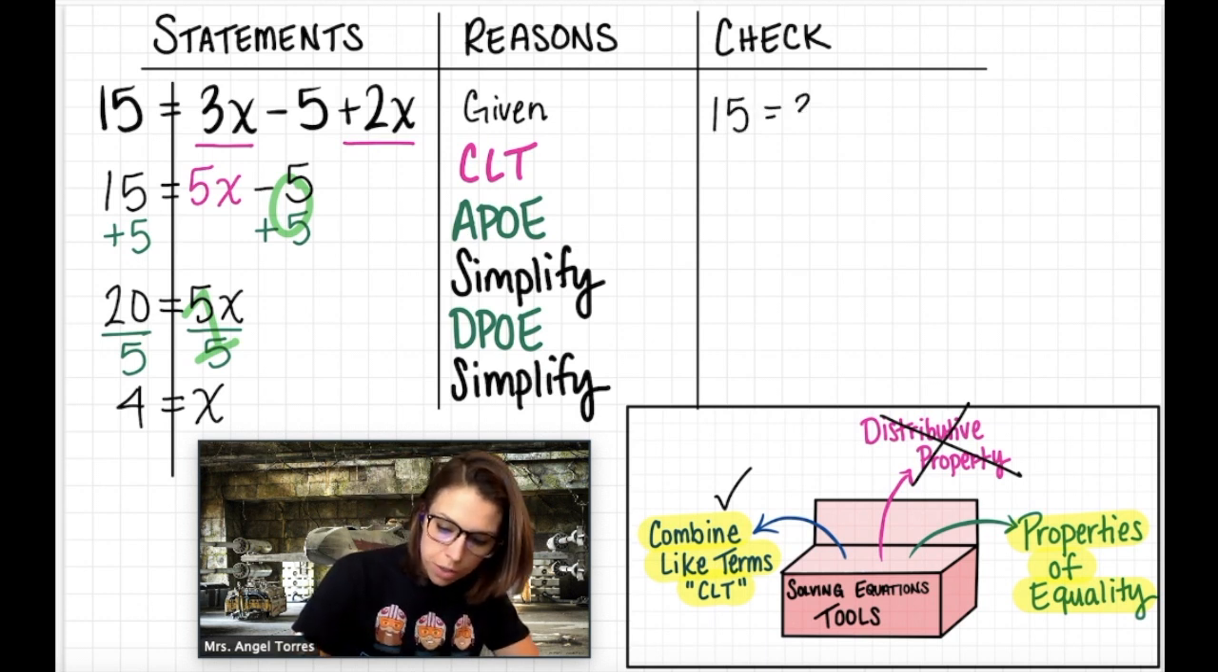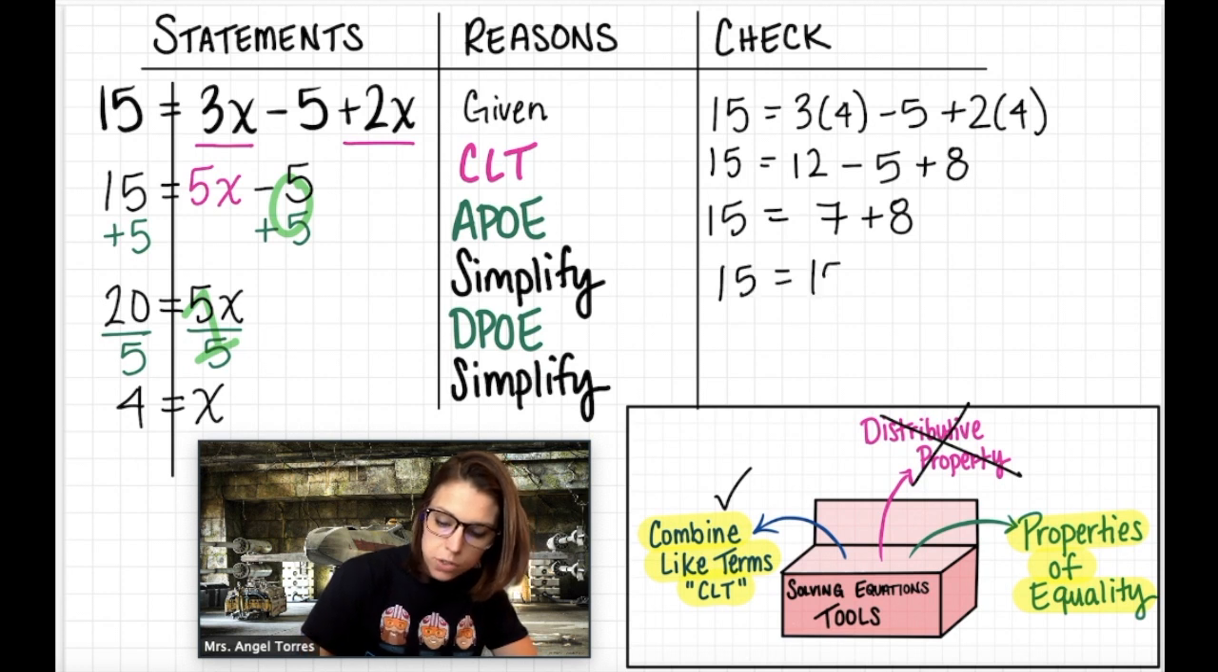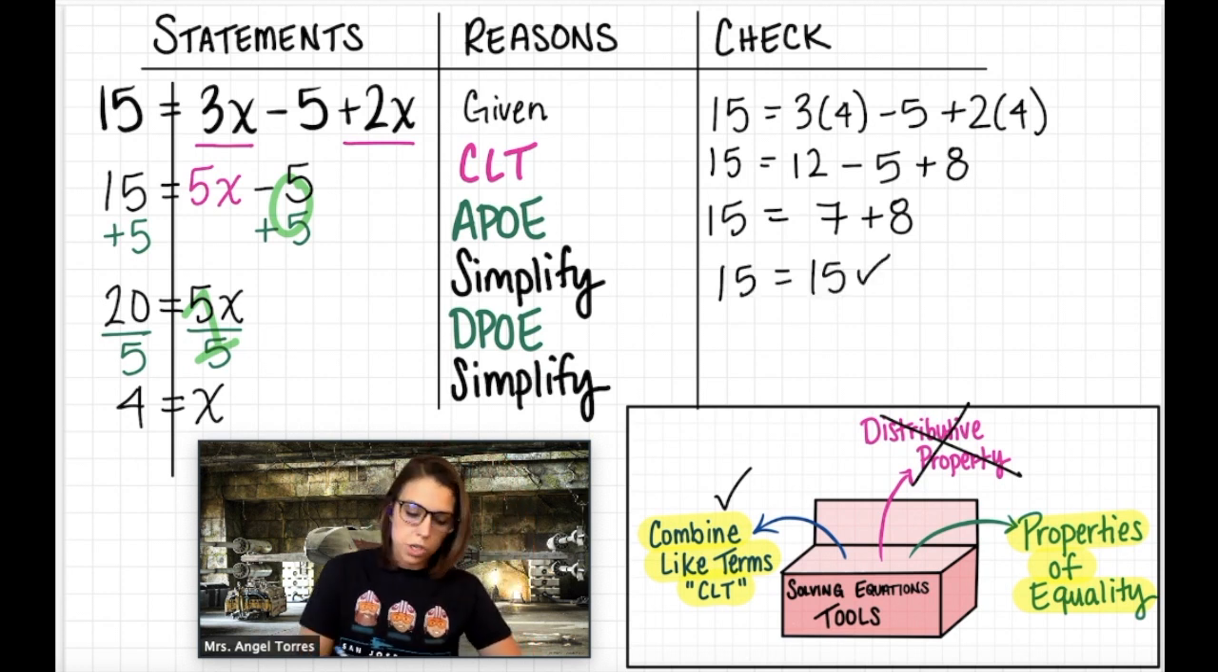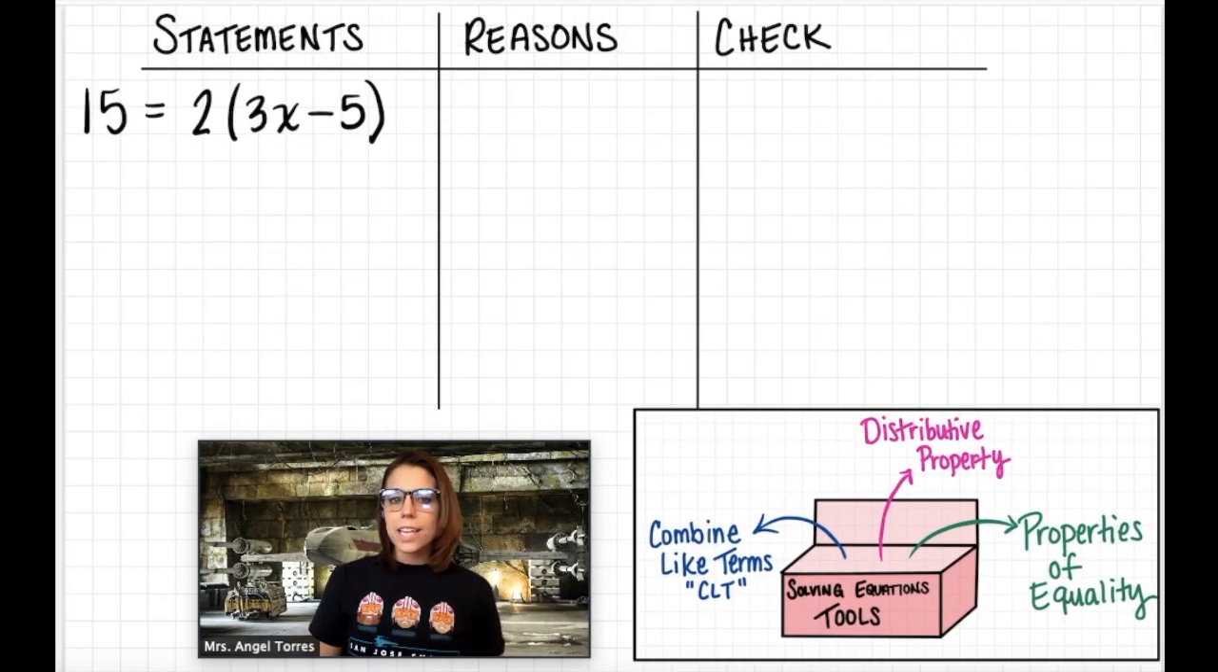15 equals 3 times 4 minus 5 plus 2 times 4. We'll find out. 15 equals 12 minus 5 plus 8. That's 7 plus 8. And 7 plus 8 is 15. So because it made the equation true, I know that 4 is the solution to this equation. And we used the combining like terms and properties of equality tools from our toolbox. On to the next one.